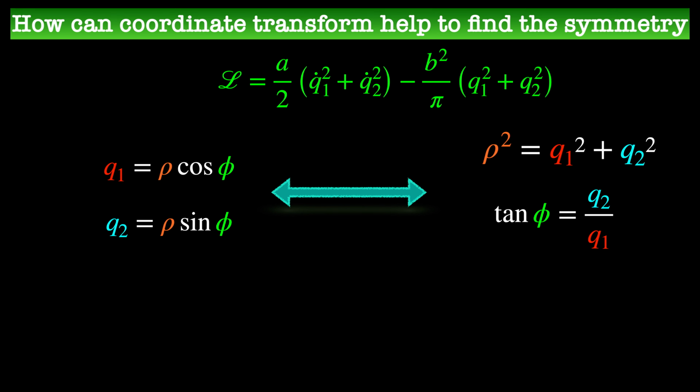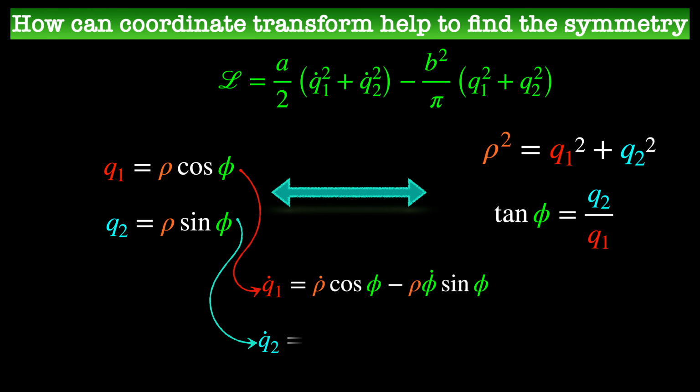So you can see the Lagrangian contains q1 dot square and q2 dot square. So let us take the derivative of q1 and q2. First do it on q1. You will get rho dot and rho phi dot. Your q1 dot will contain a term rho dot with another term rho phi dot, with some cosine and sine coefficients. Similarly, you can calculate the derivative for q2, and this also contains the same rho dot and rho phi dot, but with different trigonometric coefficients.